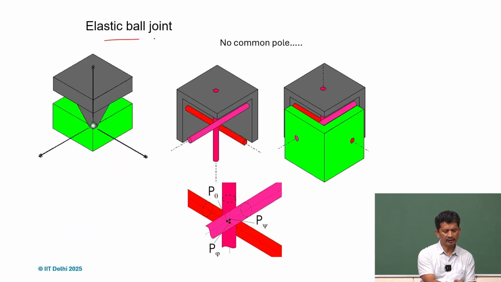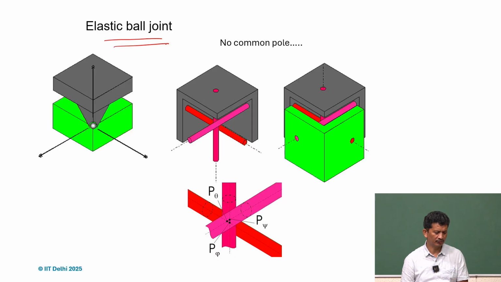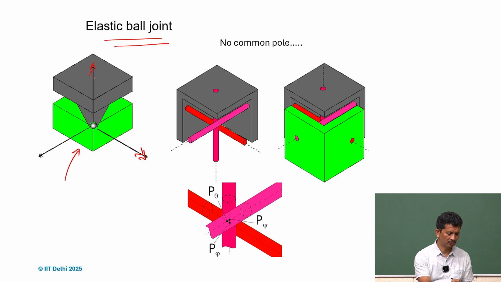We can also create an elastic ball joint using a wire flexure. This is what we want: the position is fixed, but it should be able to rotate in all the orthogonal directions. So three rotations are required. We can use three wire flexures, so three constraints.